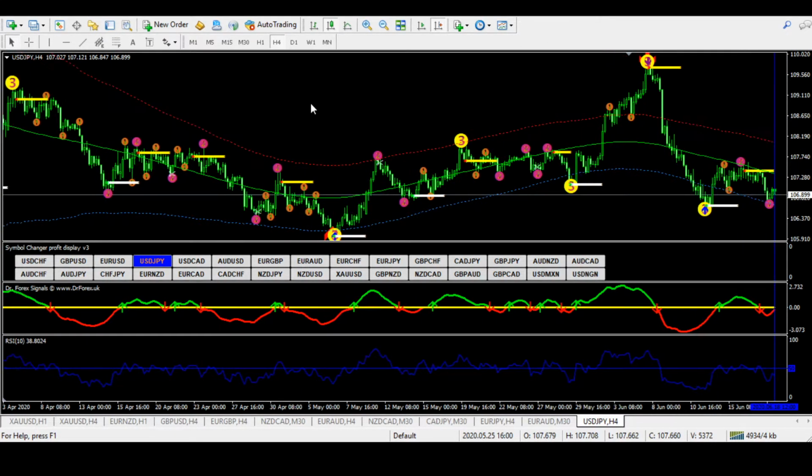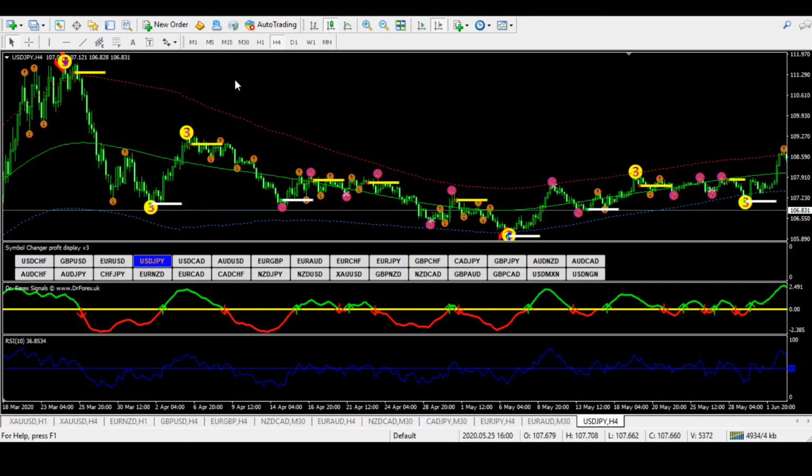Okay, straight into my strategy. My rules are simple. Now, as I said again, use on time frame. So rule one, I look for a new signal on the Dr. Forex signal. And my signals are the red for a sell and the green for a buy. That's the first rule. So let's scroll and see what I'm talking about. Red for a sell, green for a buy.